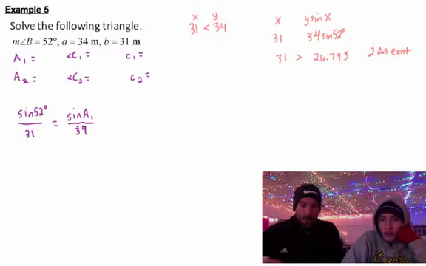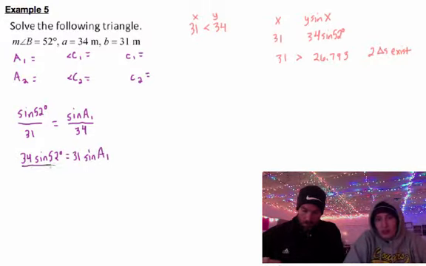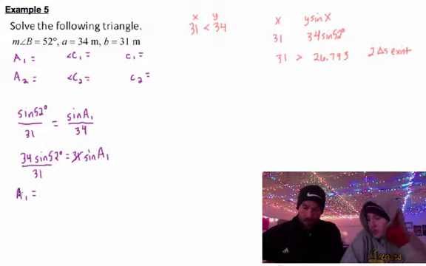It says it's good. So we cross multiply here, and we get 34 sine 52. I was about to write the wrong thing. Okay, and we solve, so we divide by 31. And this is the whole situation where when we do inverse sine, our calculator tells us one answer, but there's actually, in this case, more than one answer that fits this triangle. How crazy is that?